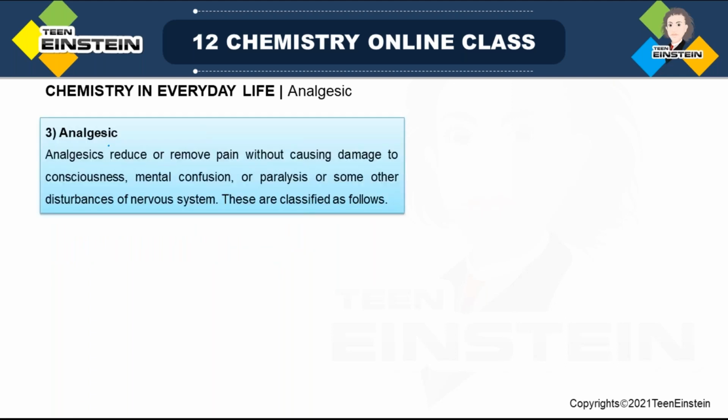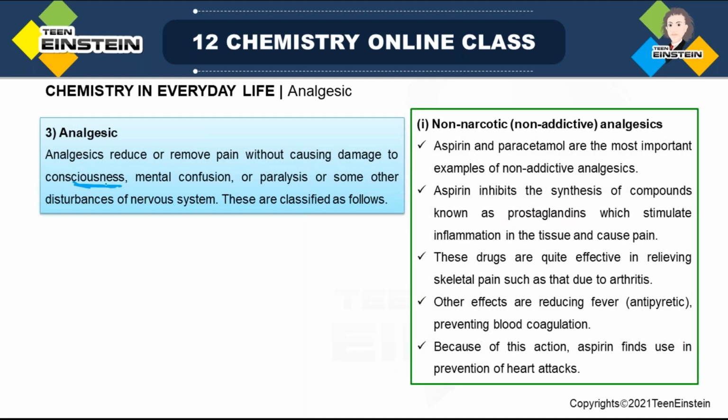The next type, number 3, is analgesic. Now analgesics, they either reduce or remove pain, but they are not causing any damage to our consciousness or any type of mental confusion or paralysis or some other disturbance that is related to the nervous system. Now these analgesics, their role is mainly to completely remove or decrease the amount of pain that we are feeling. Okay. So under this we have two types.